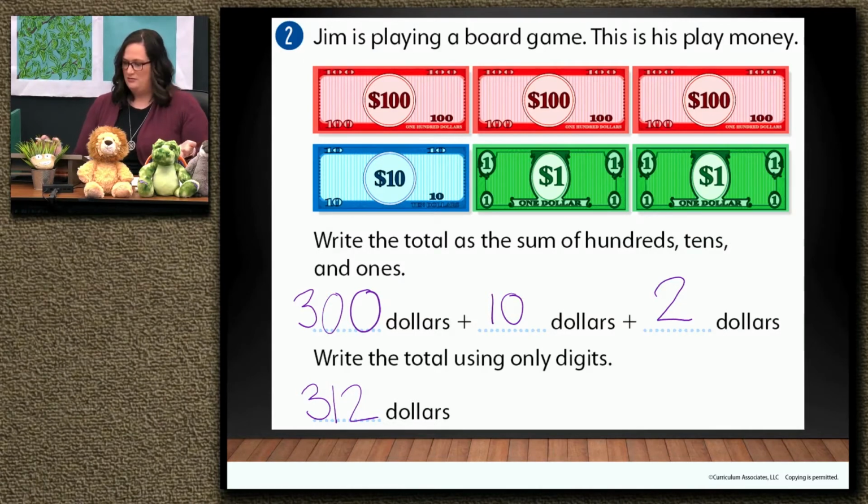How can we check this work? We could count it. 100, 200, 300, 310, 311, 312. We did it. Nice job, third graders.